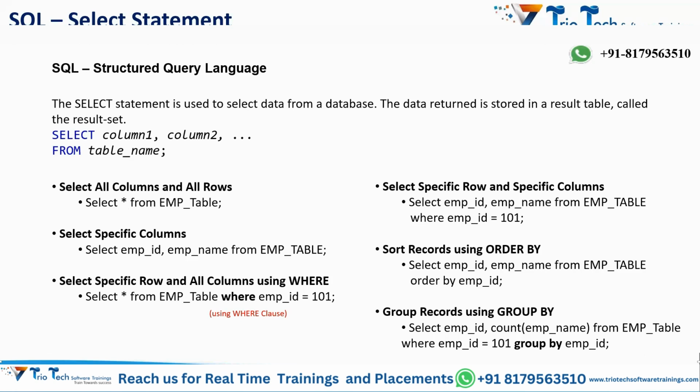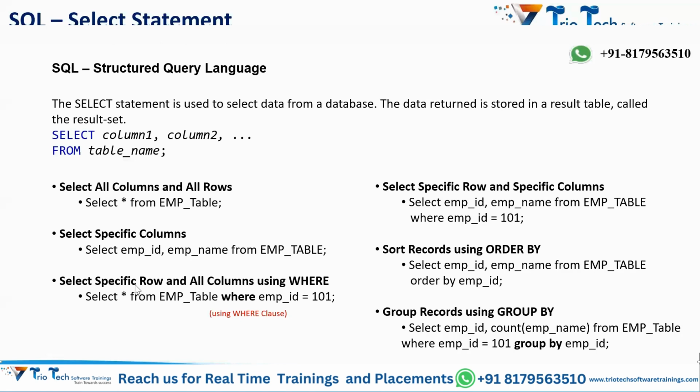Okay. In case we have 10 rows, we want to fetch all 10 rows, but out of 5 columns, we want to fetch only 3 columns. How will we specify that? We said, okay, select specific columns. How to specify the column? You will pass the column names in a comma separated pattern from employee table. So guys, this is specifying specific columns and all rows.